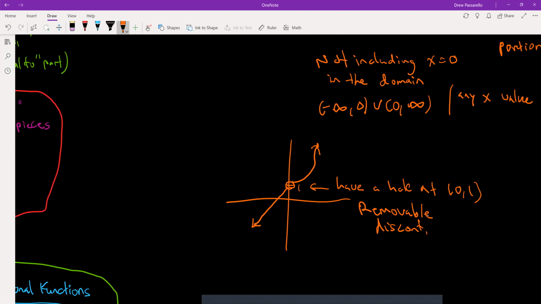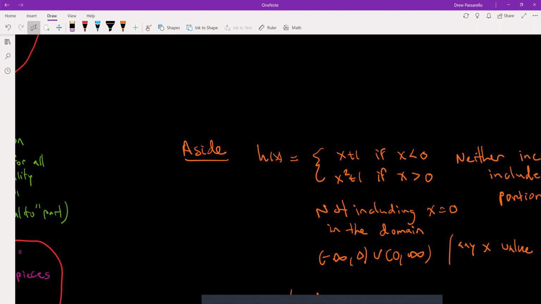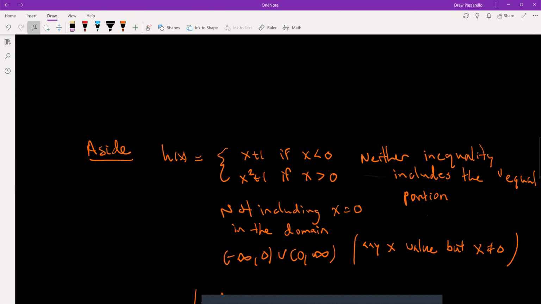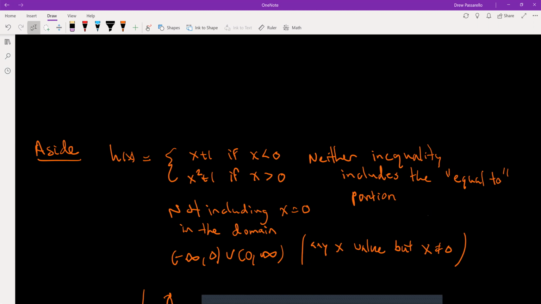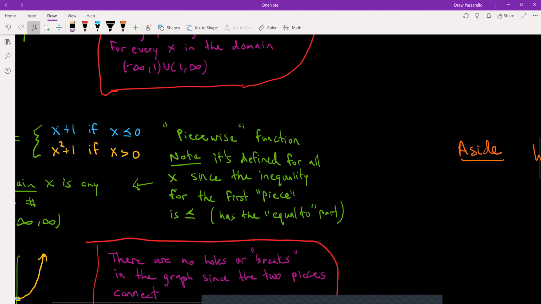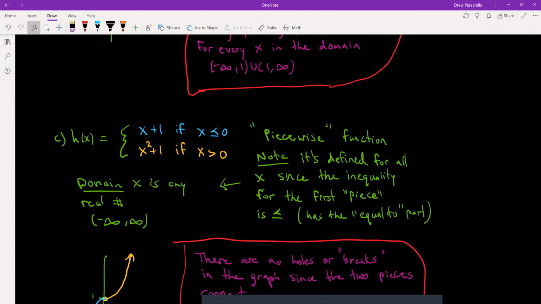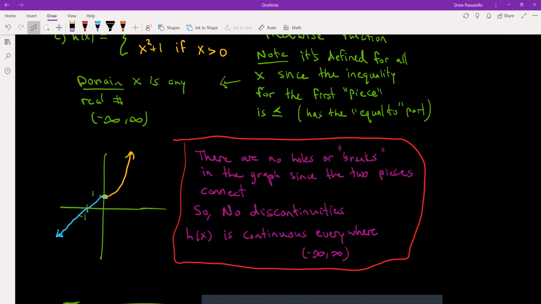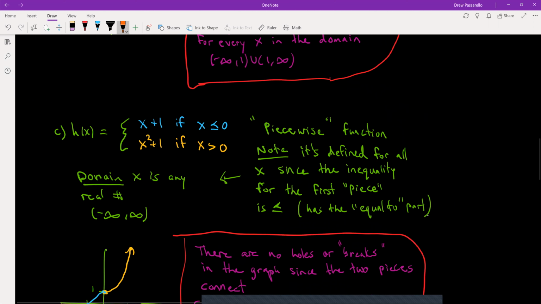All right, so that's just an aside. That's just a subtle difference if neither one of the inequality signs has the equal to portion. And for this one, the original problem, it had less than or equal to 0. So it had that equal to portion, which means I had the closed dot at 0, specifically (0, 1), right? Because the y-intercept is 1.